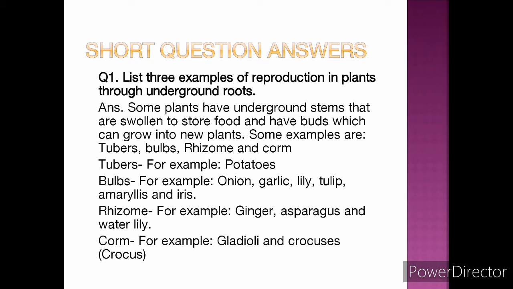So here you have to mention first of all the 3 examples of reproduction in plants. Then you have to write the examples, and for each example you have to write their examples also. Like you can see here, I have written tubers, then I have given their example also, that is potato. Same with rhizome, for example ginger, and water lily. So like this you have to write in this question and learn it also in that way only.